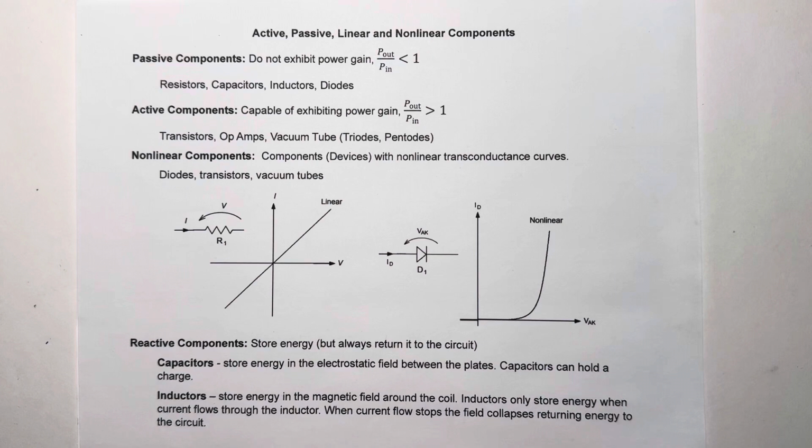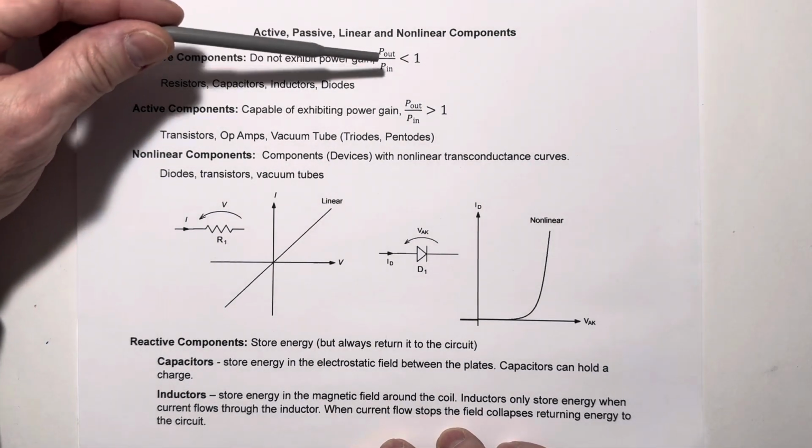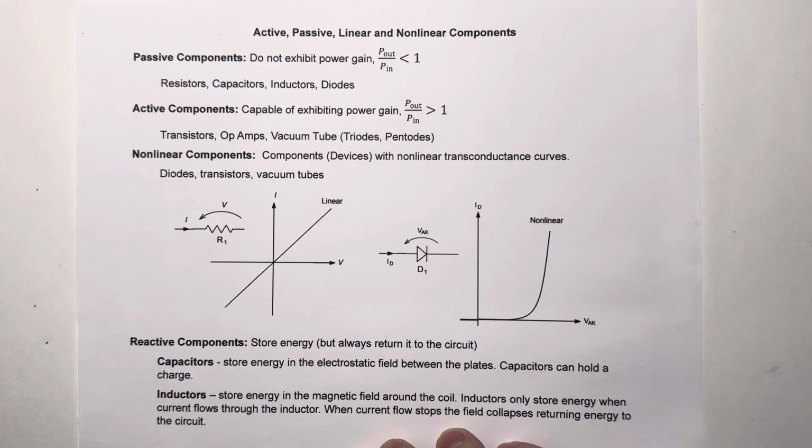Today we're going to talk about the difference between active, passive, linear, and nonlinear components. Now, passive components are components that do not exhibit power gain. Power gain, by definition, is power out over power in, and for passive components, this is always less than 1. Examples are resistors, capacitors, inductors, and diodes.